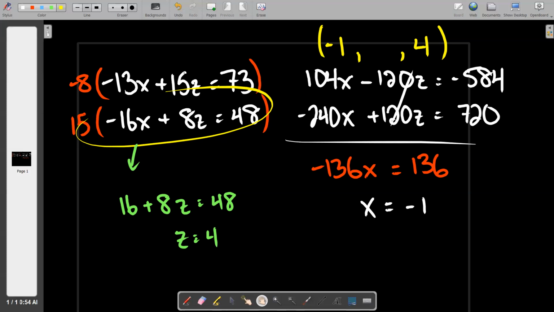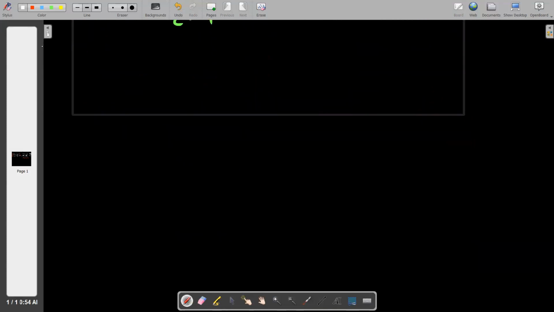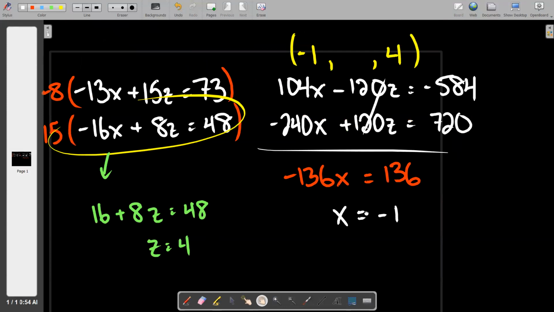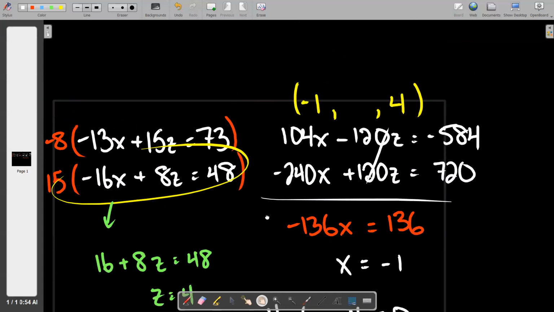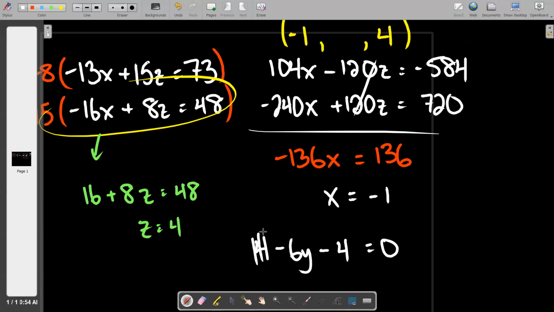Now that we know x and z, if I take that second of the original equations and replace x with -1, I get 4. Then I'm going to put minus 6y because I don't know y yet. But then it says minus z, so I'm going to put minus 4 equals 0. This is nice because on the left side, the 4 and the minus 4 are completely gone, and we're left with y equals 0. So there's your solution point.